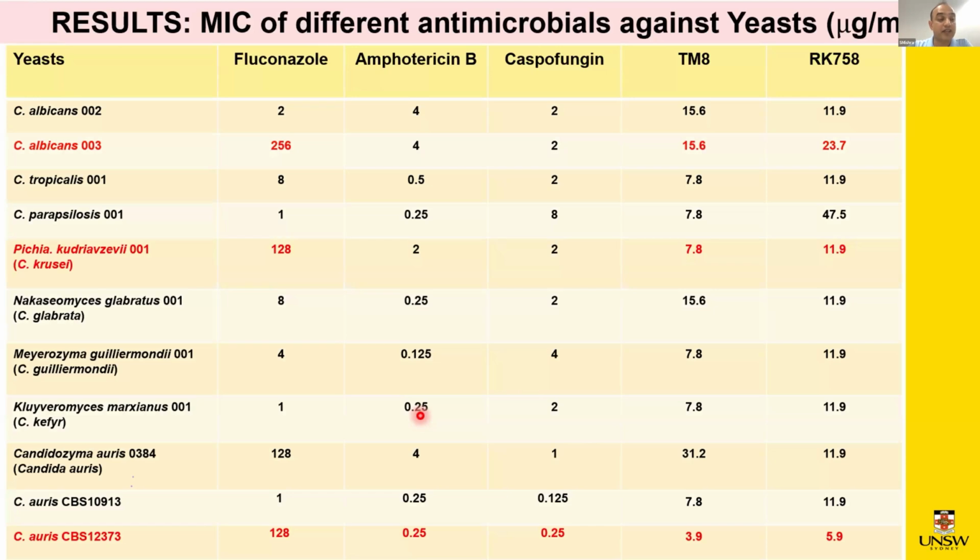So for this, different species of Candida were chosen, and they were resistant, as we can see, to fluconazole, amphotericin B or caspofungin, depending on the species. If we focus on fluconazole, our compounds were showing very good activity. The geometric mean MIC with both TM8 and RK758 was lower than 10 microgram per mL. For Candida krusei, to which fluconazole is intrinsically resistant, having an MIC of 128, our compounds show good activity, as well as for Candida auris, below 10 microgram per mL.